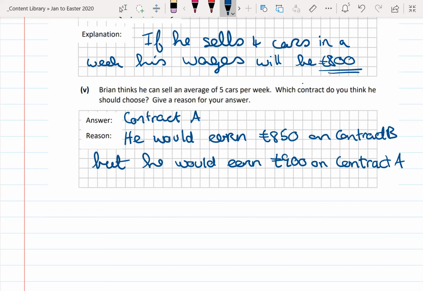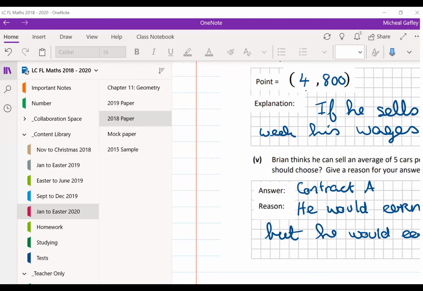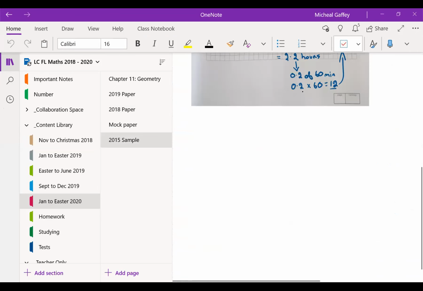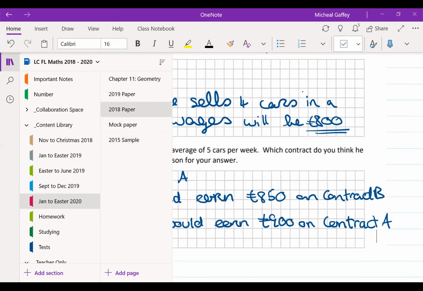Okay, that's it, guys. That is the paper 2018 done now. Just so as you know, we've 2019 done, we've 2018 done, we've the mock paper done, we've a bit of that sample paper done from 2015. What I want you to do now for homework will be to go to the 2017 paper. I'll email you this anyway.